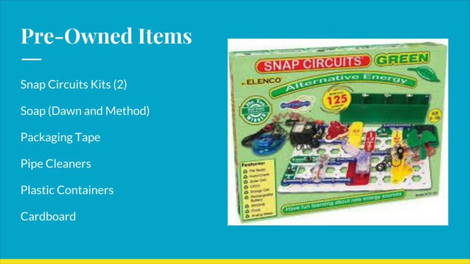We did have some pre-owned items. The snap kit was provided by a tool. The Dawn and Method soap we already had. Packaging tape, pipe cleaners, and plastic containers came from the engineering resource room, and we also had extra cardboard from gift packages that we've gotten.